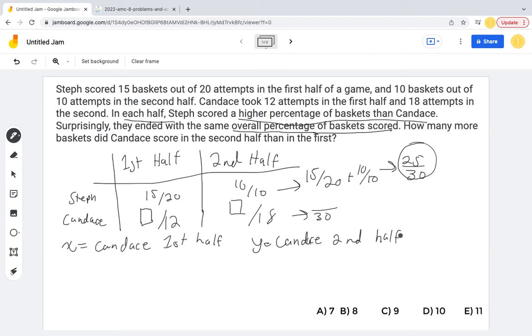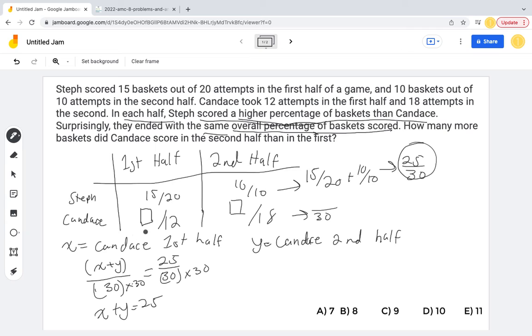And now we can simply write a fraction that says the top two added together, because that's what we did for the top one, over 30, since 12 and 18 added together is equal to 30, is supposed to equal 25 over 30, since it says they have the same overall percentage. Now to do this, we can simply multiply both sides by 30, and that cancels the denominators out, so you get x plus y is equal to 25.